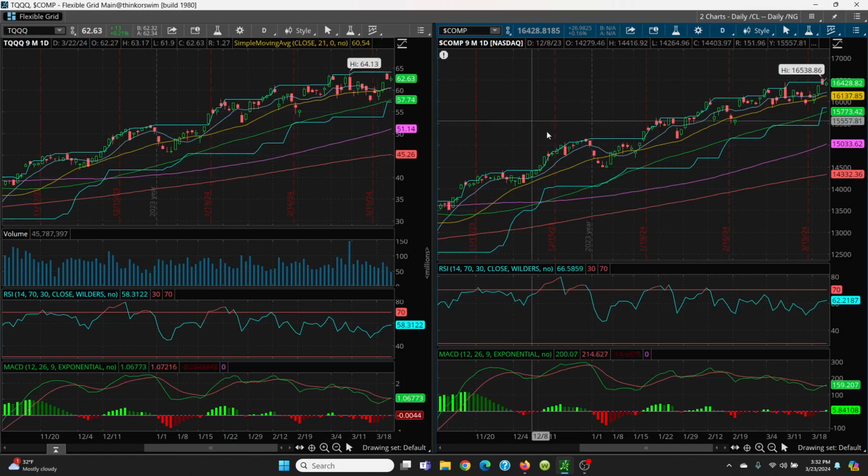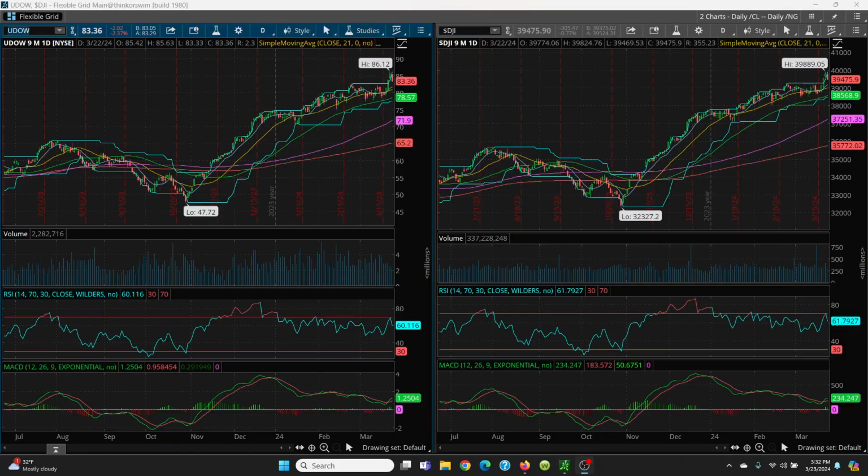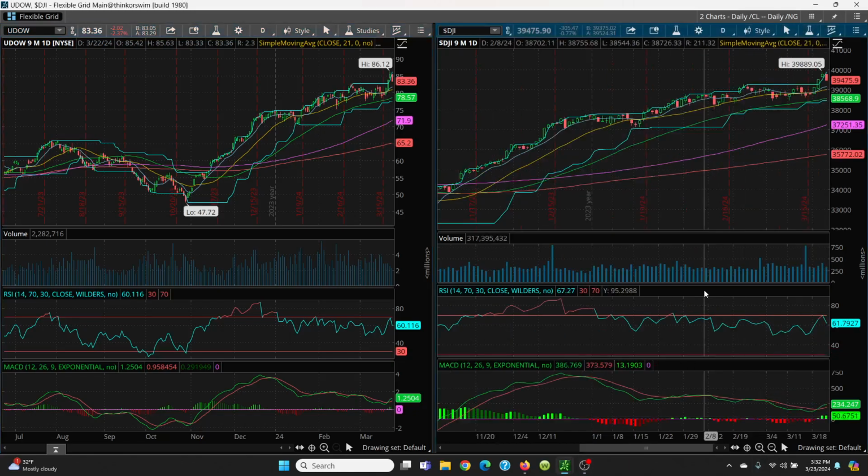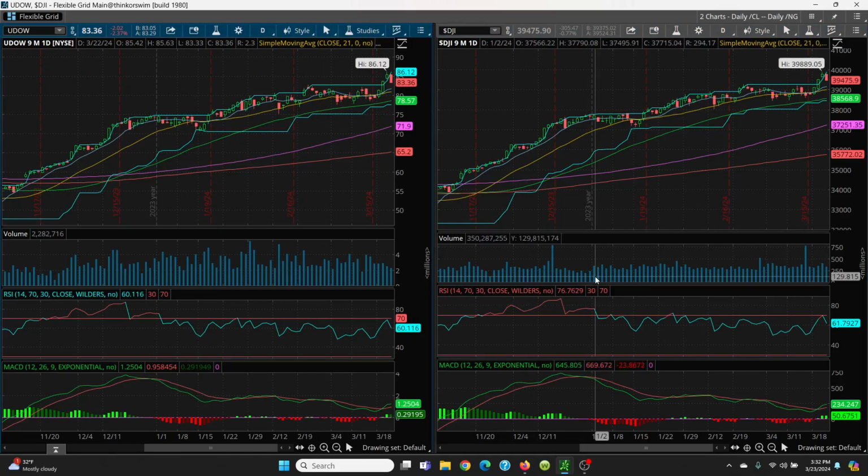Okay, the next one we're going to look at is going to be UDOW. Okay, here we have UDOW. This is for the Dow. Now, you can see the charts are just almost identical. Even when you look at these price channels here, you can see they're the same. Let me just big this up a little bit here. So you look at your SMAs, your 8 SMA, your 21, and what we have here is identical.